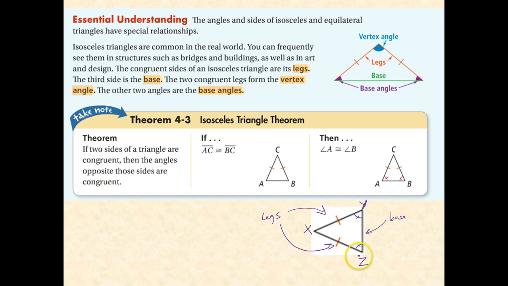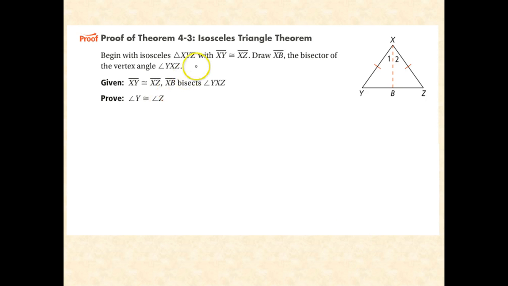Bada boom, bada bing. So let's see the proof of this theorem, the isosceles triangle theorem. We're going to begin with isosceles triangle XYZ with segment XY congruent to segment XZ. So the hash marks indicate that congruence. We're going to draw the bisector of the vertex angle. So XB is the bisector of the vertex angle.